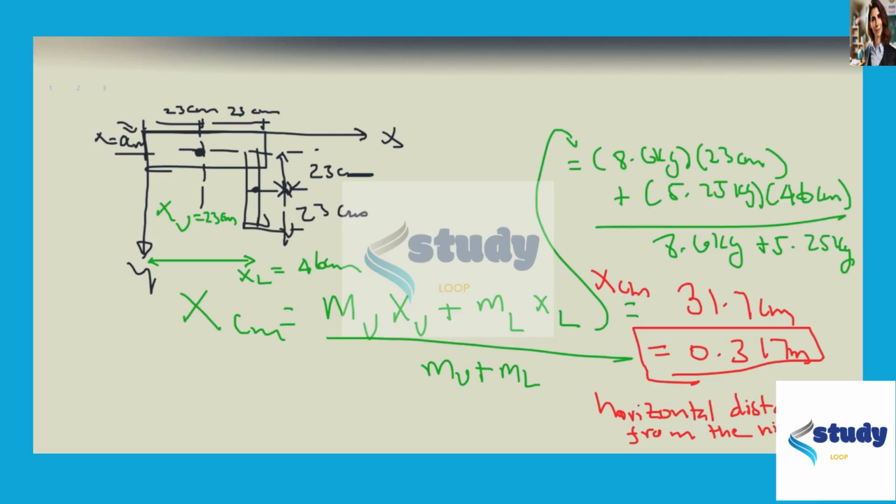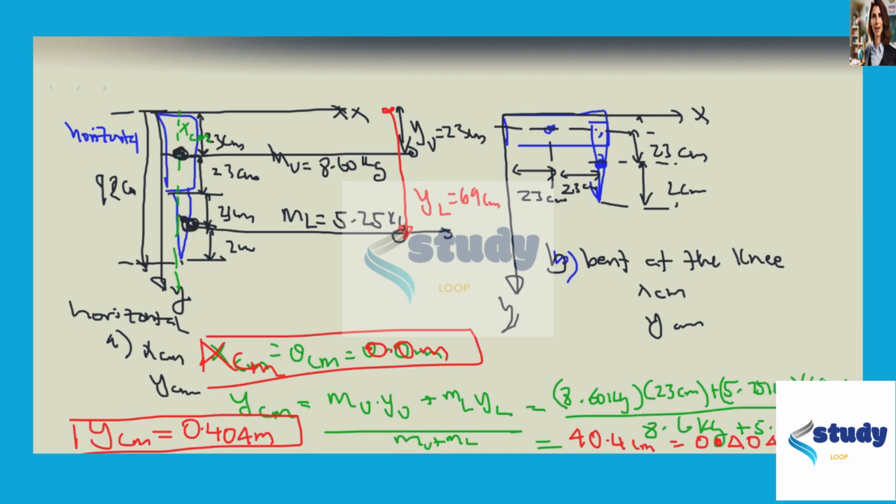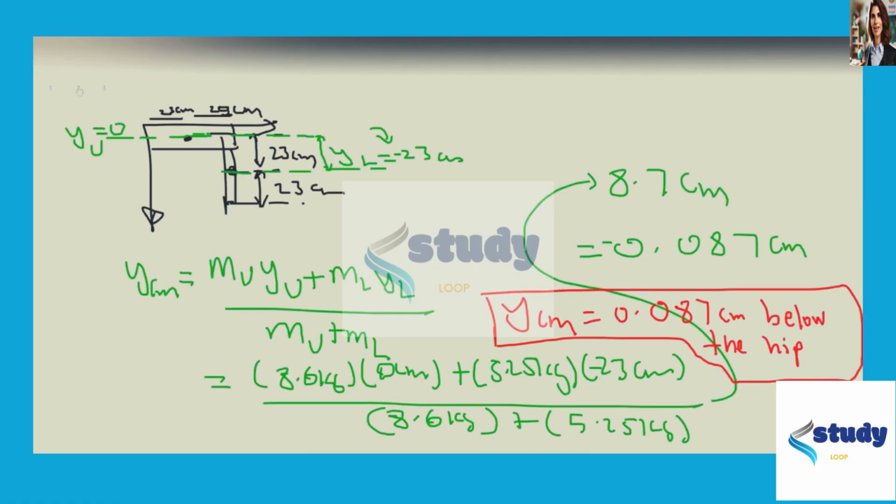Hope you enjoyed the problem. This was a problem about center of mass. We wanted to find the x center of mass and the y center of mass. We first did it when it was horizontal, so we got 0 meters and 0.404 meters. And then we went on and bent the knee and got the y center of mass for that, 0.087 meters. Or rather, this is meters, sorry. This one is meters.